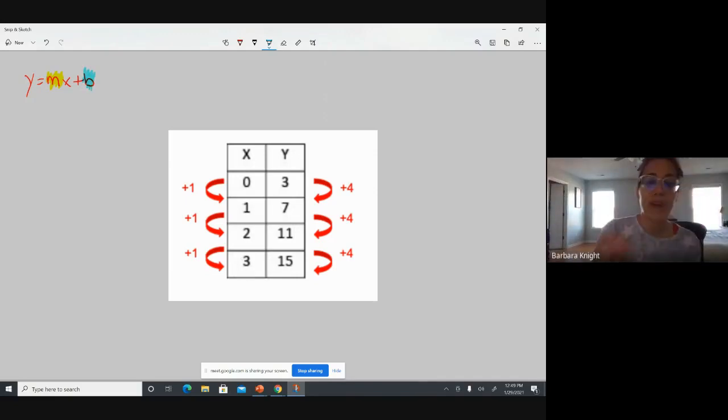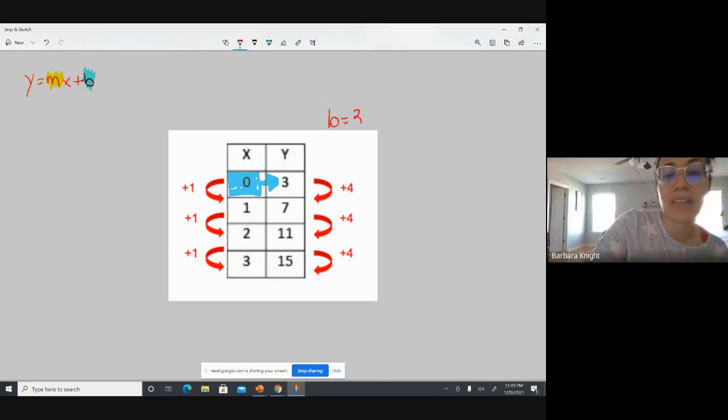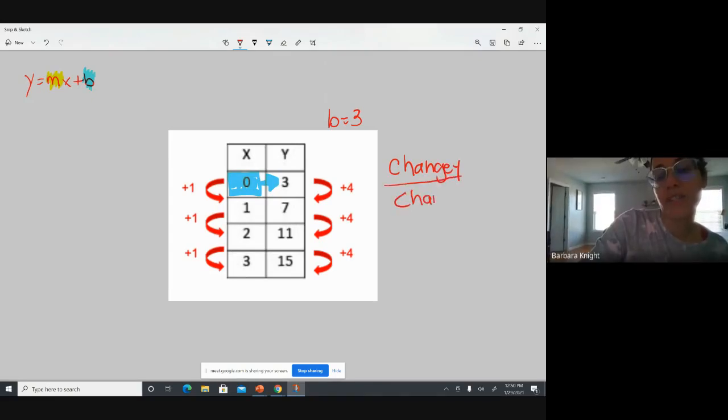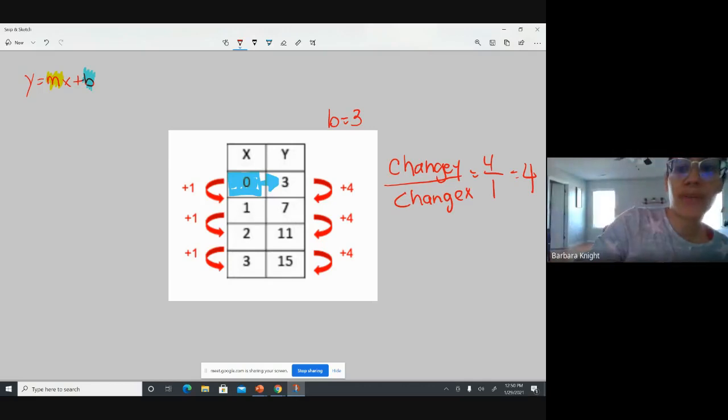Okay, how do we write our b? We just have to find where x is 0, right? And that's going to tell you what b is. So b is 3. Very easy, right? So when we're writing this out, the change of y over the change of x is 4 over 1, right? So m equals 4 and b equals 3.